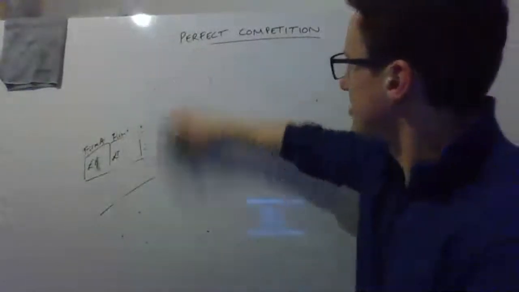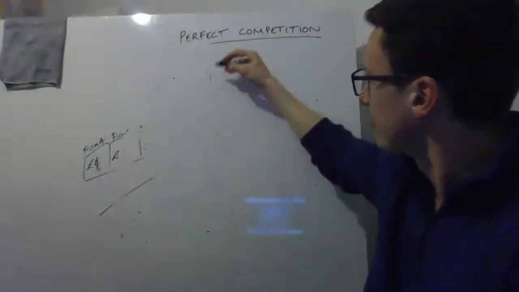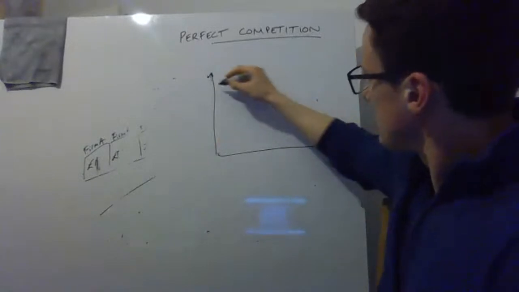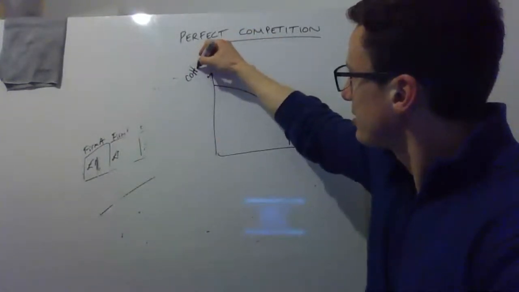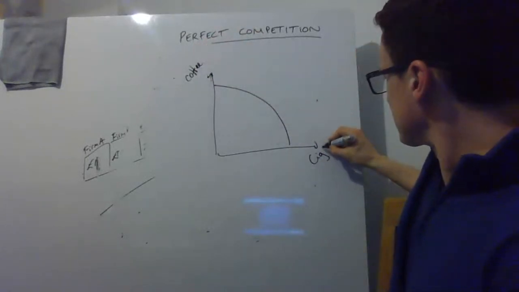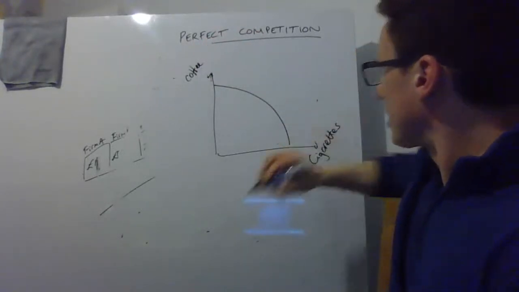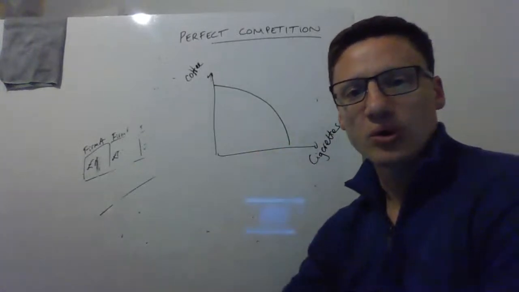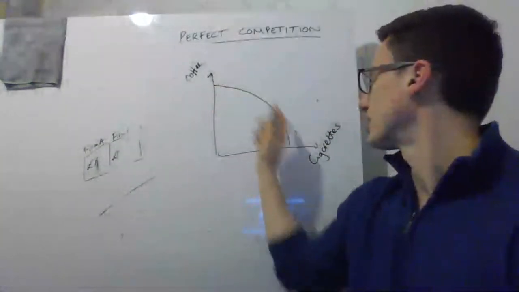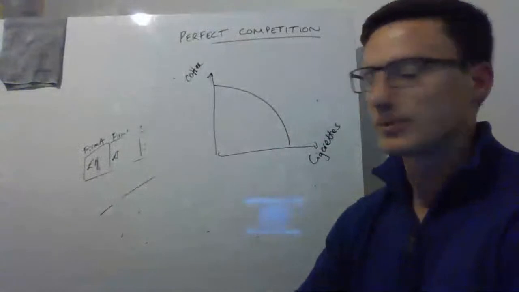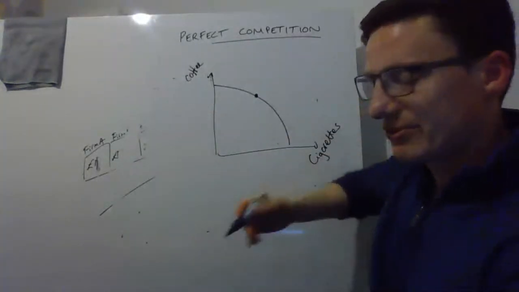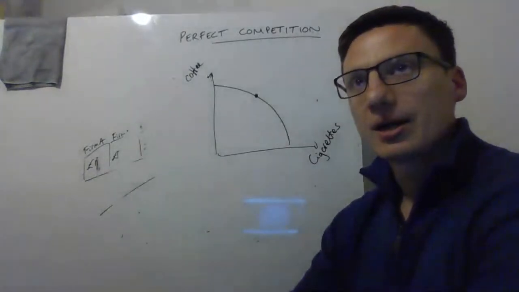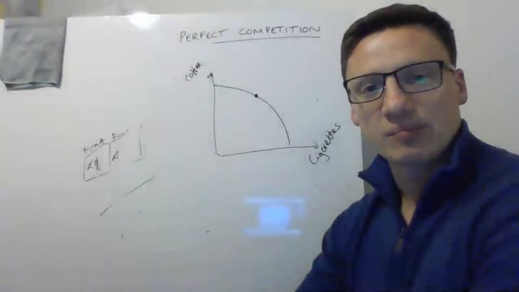Somebody else was asking me about allocative efficiency and the PPF. So the PPF, we draw like that. We could put coffee here, and we can put cigarettes here. And the question was, is every point on the PPF allocatively efficient? Well, the answer is no. Allocative efficiency is the maximization of community surplus.